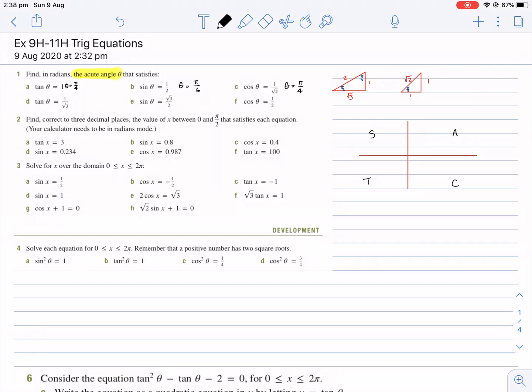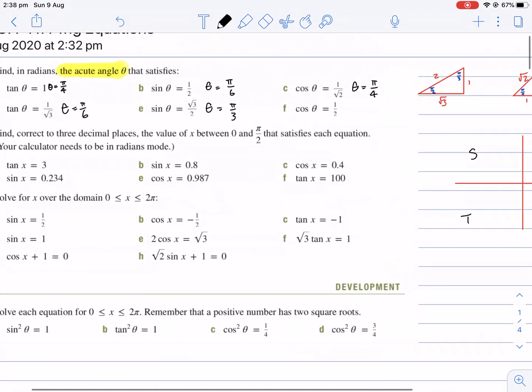For tan to come out as 1 on root 3, remember it's opposite over adjacent, it must have been pi on 6. For sine to come out as root 3 on 2, opposite over hypotenuse, it must have been pi on 3. For cos to come out as a half, adjacent over hypotenuse, it must have been pi on 3.